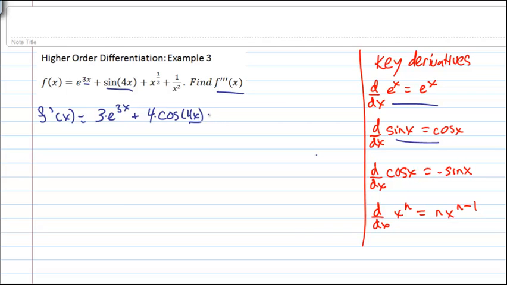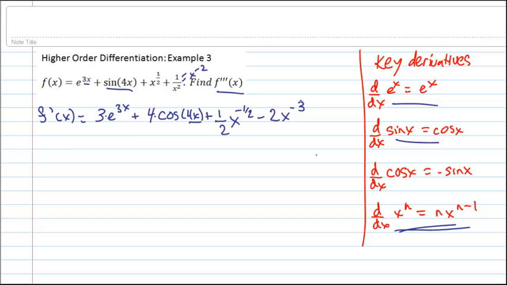Now, for the third term, I will have to multiply by a half. I'm just using this rule right here. So it's going to be 1/2 x to the negative 1/2, because negative 1/2 equals 1/2 minus 1. For the very last term here, I'm going to rewrite it as x to the negative 2, because now I can see how I'm going to use this rule. I must multiply by negative 2, so this term becomes negative 2 times x to the negative 2 minus 1, which is negative 3. So I've found the first derivative.